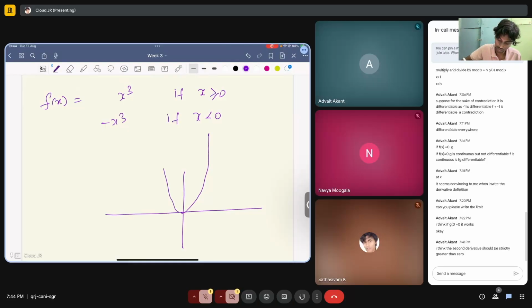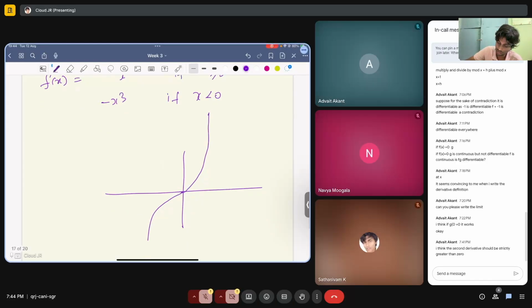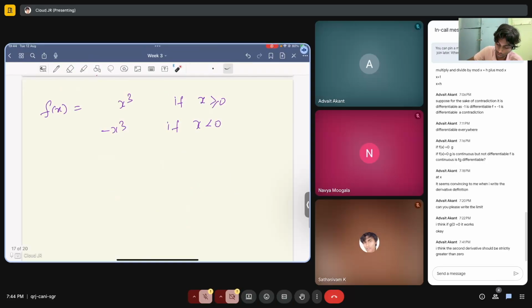Basically, you are flipping this thing to above. You just reflect it along the x-axis, then you will get the x cube function. Now, the only point at which the derivative could have a problem is at 0, and you can check at 0 that this function is differentiable. If you want, we can just check.